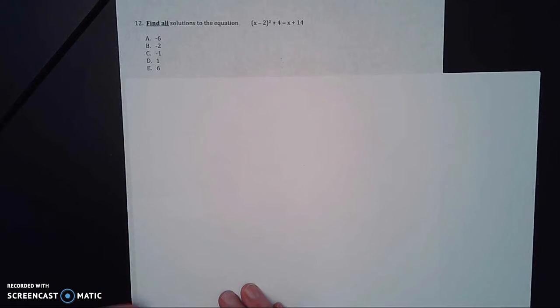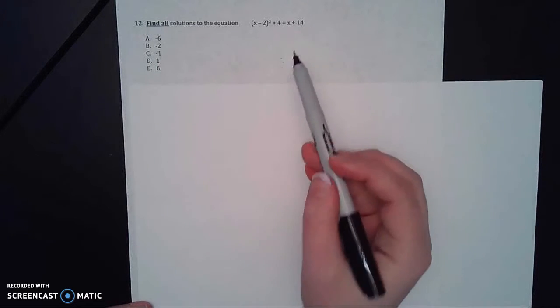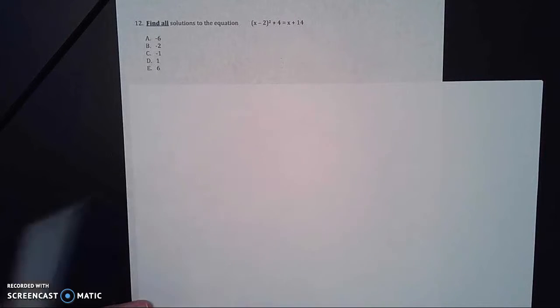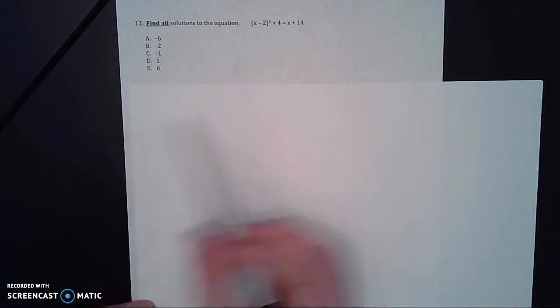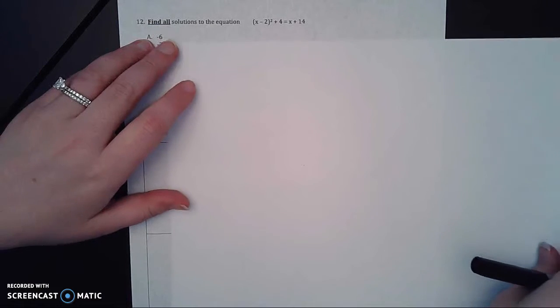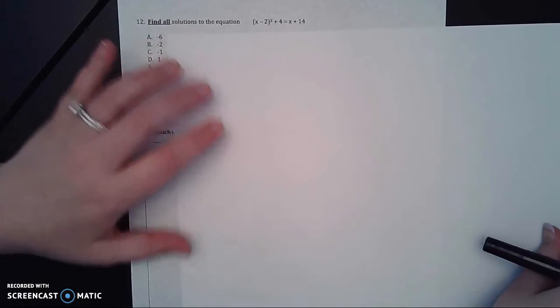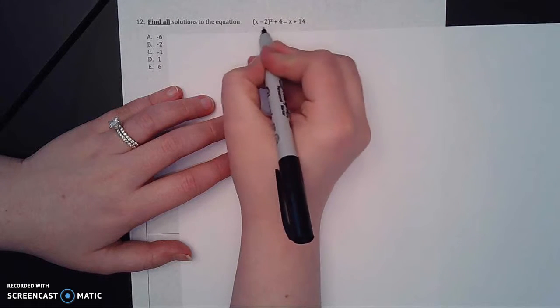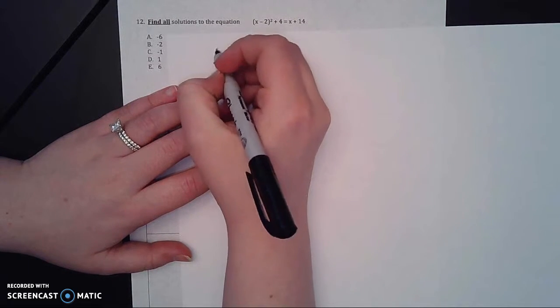Okay, so number 12 in your homework says find all solutions to the equation (x minus 2) squared plus 4 equals x plus 14. I want to solve for x. Solution means to get x by itself, give x a value. So the first thing I'm going to do, I'm going to use separate paper because it's probably going to take up way more room, is FOIL this and then solve for x.